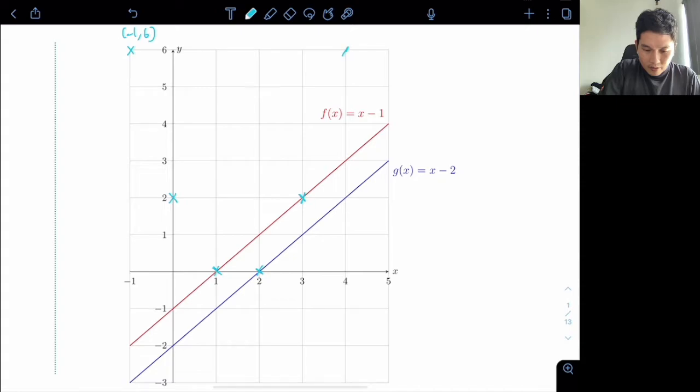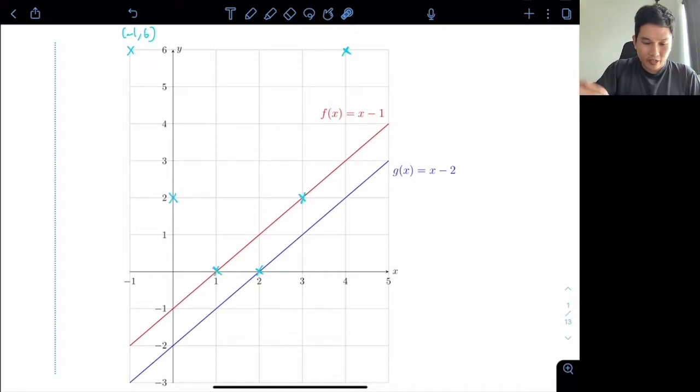And I'm going to stop here. I'm not going to go on to x equals to 5. And you can probably tell why, because when I move to x equals to 5, the red graph will be at 4. The blue graph will be at 3. 4 times 3 is 12. It's way beyond my axis.